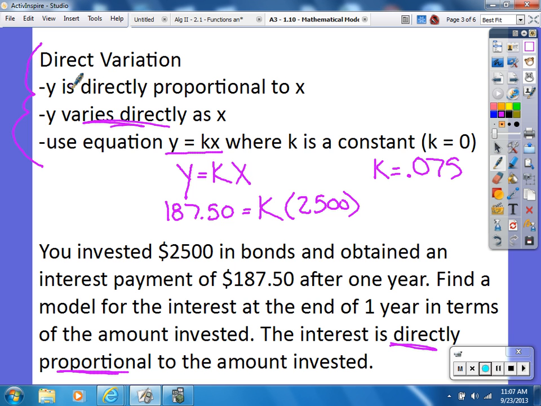So I want you to come up in your group with one real life example of when something's directly proportional. So when something's increasing, something else is increasing. Okay, or when something's decreasing, something else is decreasing. A real life example.